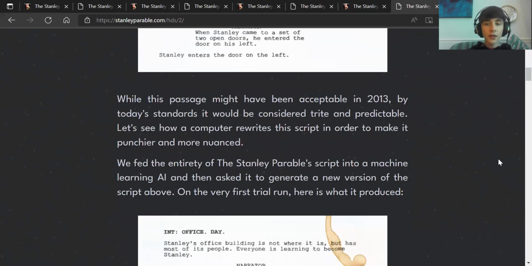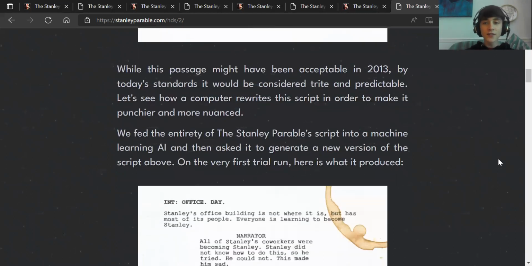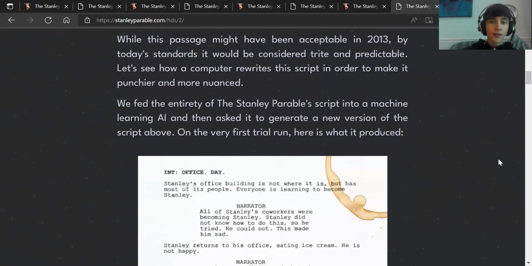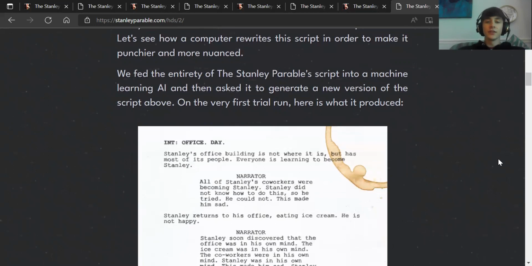While this passage might have been acceptable in 2013, by today's standards, it would be considered trite and predictable. Let's see how a computer rewrites the script in order to make it punchier and more nuanced. We fed the entirety of the Stanley Parable script into a machine learning artificial intelligence, and then asked it to generate a new version of the script above. On the very first trial, here's what it produced.